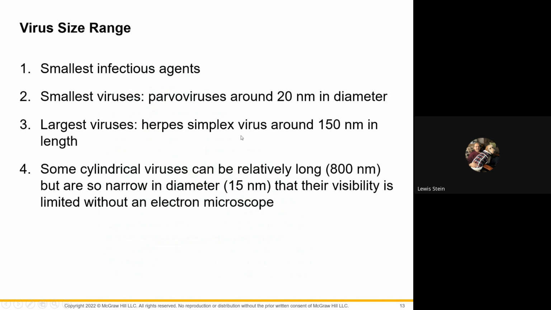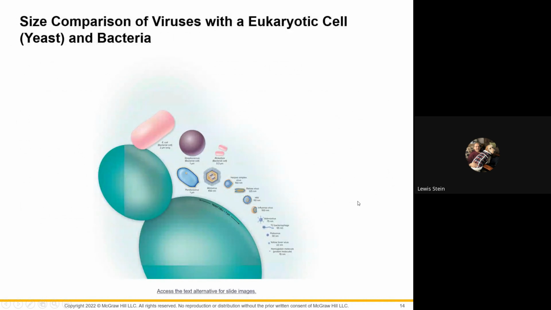Largest viruses, herpes simplex is pretty large, comparatively speaking. Smallpox, very large. Again, as far as we know, it's been eradicated. Doesn't mean it doesn't exist, but we have not seen an active case. And so we had some of these that are more cylindrical or helical, can be very, very long, even very narrow in diameter. So you've got to use electron microscopy.